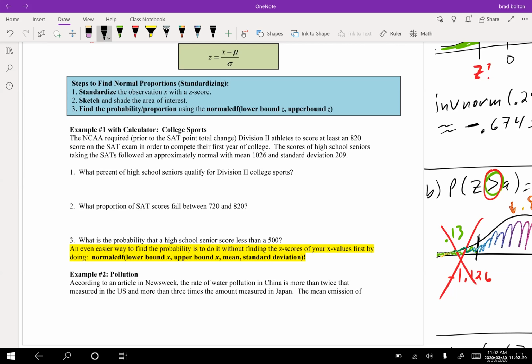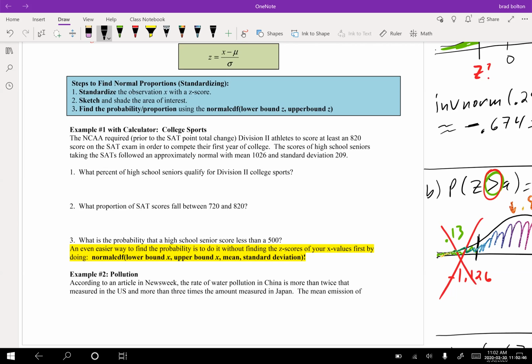It says the NCAA required, prior to the SAT changes, Division II athletes to score at least an 820 on the SAT exam in order to compete in their first year of college. The scores of high school seniors taking SATs followed an approximately normal distribution with a mean of 1026 and a standard deviation of 209.